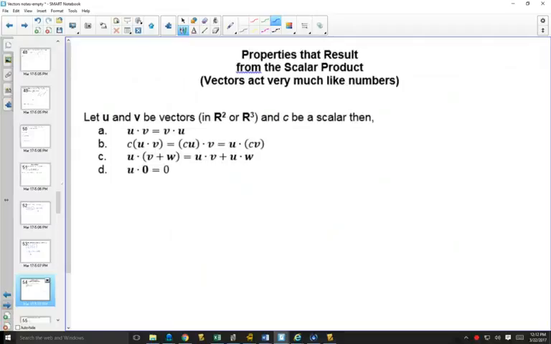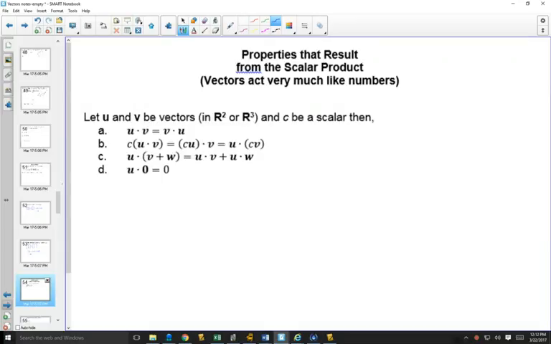But there are some properties of scalar products, and then there are some very interesting things that happen. The scalar product, whether in 2 dimensions or 3 dimensions, doesn't depend on the order. u dot v is the same as v dot u. So that acts the same as other numbers that we've worked with. If you have a constant out in front, you could put that constant with your first vector, or you could put that constant with your second vector.